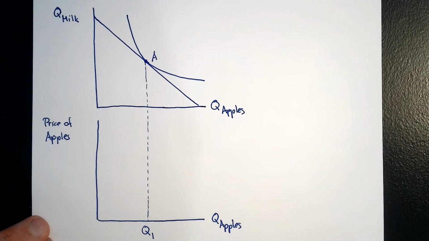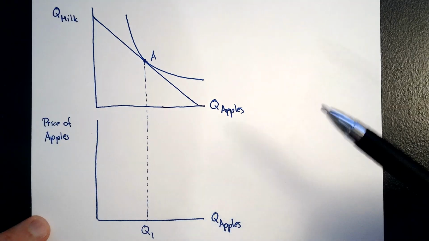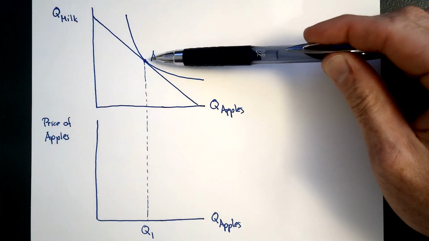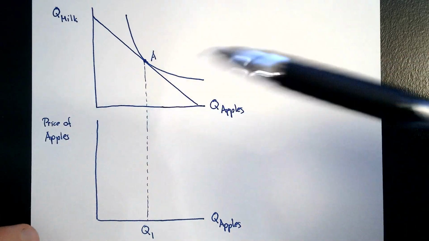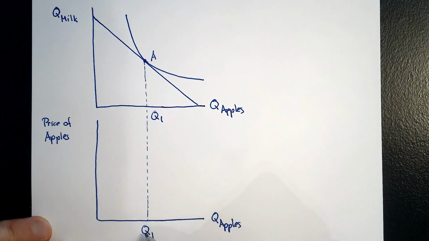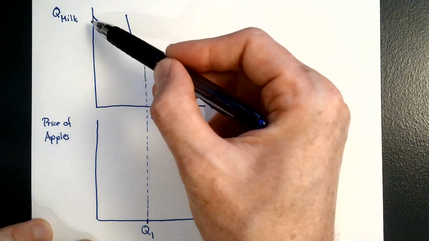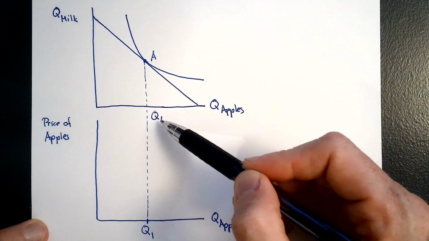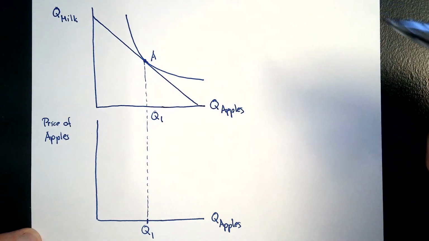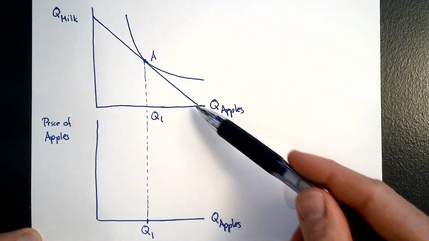Now, at the bottom of this graph, I have drawn a second graph where on the horizontal axis, we again have the quantity of apples, but on the vertical axis, we now have the price of apples, okay? Now, since we have consumption bundle A, which is associated with a particular quantity of apples, let's call this particular quantity of apples Q1. Then we can also draw Q1 in the second graph at the bottom. Keep in mind that because we know how many apples are consumed, and because we have drawn this budget constraint, we also know what the price of apples is, because otherwise we would not have been able to draw the budget constraint.